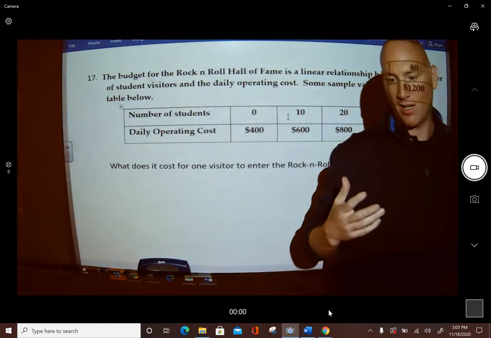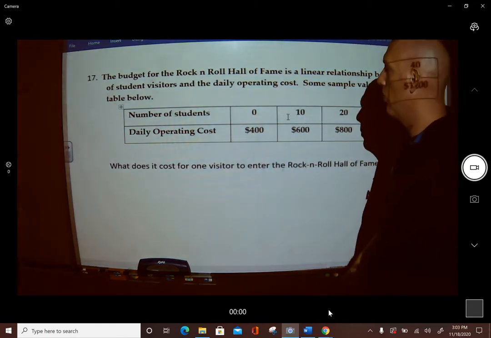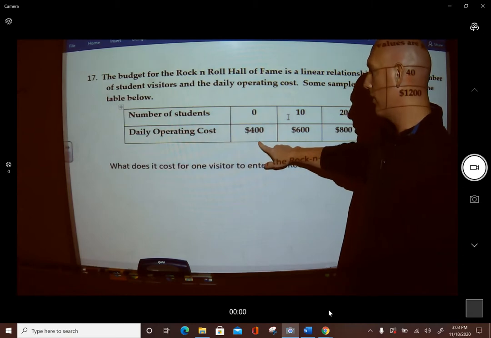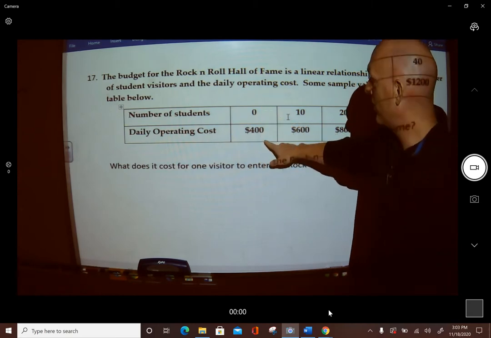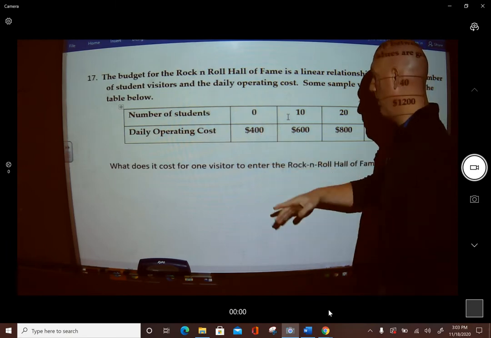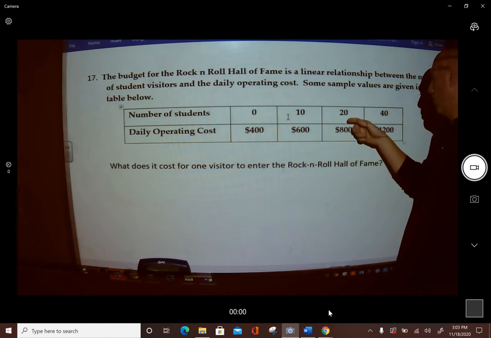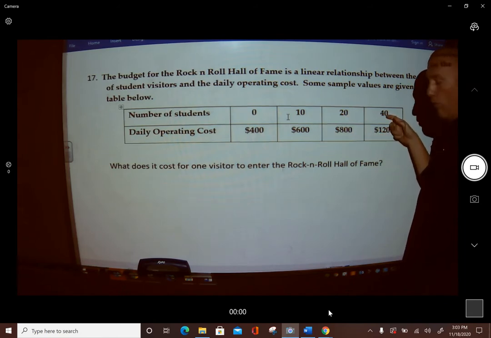All we really have to figure out is what part of our line that would make sense to be. So, if we're looking at operating costs of $400 for 0 students, that just means to start off, just to run the building, it's $400 if no one shows up. It's $600 if 10 kids show up, $800 if 20, $1,200 if 40.